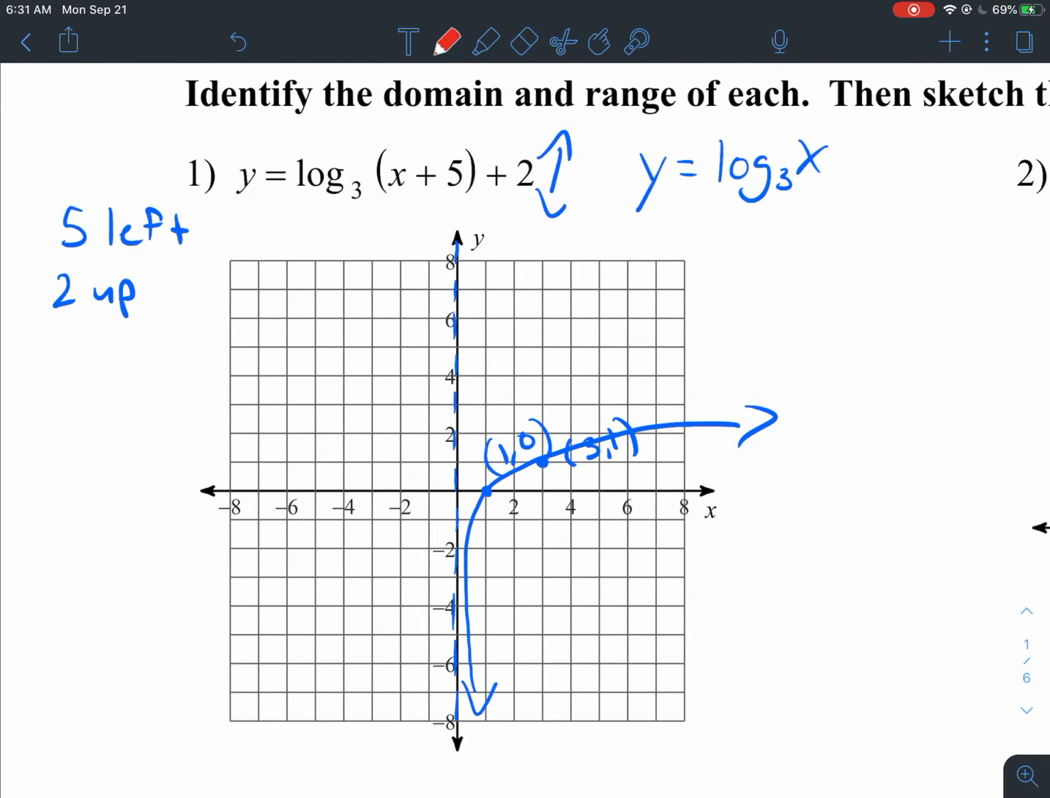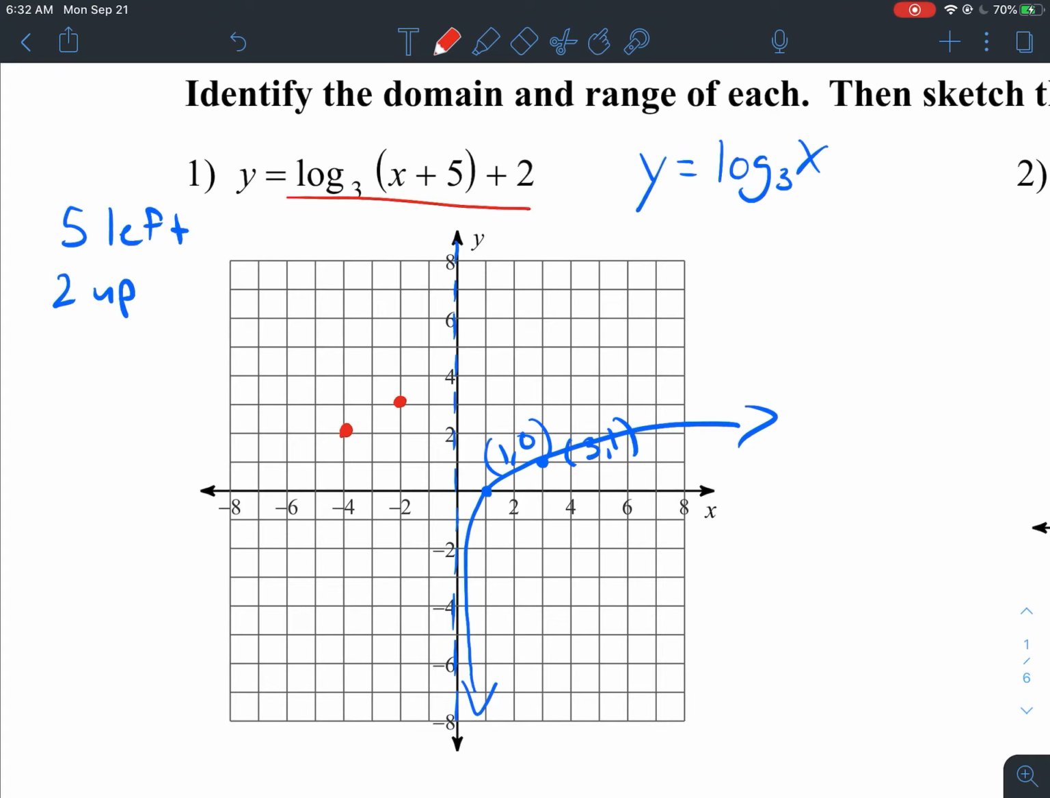So now in red, I'm going to go ahead and graph this function. Our original point was at 1, 0. So we have to move this point 5 left and 2 up. So we're going to go 1, 2, 3, 4, 5, 1, 2. So that is our new 1, 0 point. Then we're going to move our 3, 1 point. So we're going to go 5 left, 1, 2, 3, 4, 5, and 2 up, 1, 2. And that is our new 3, 1.